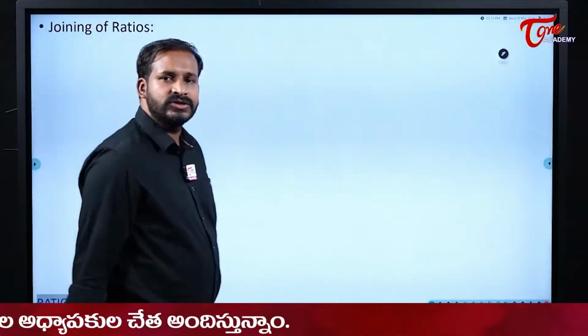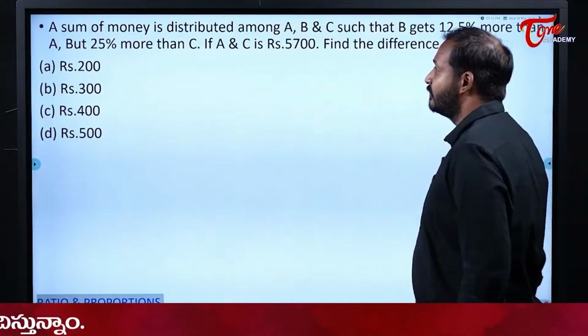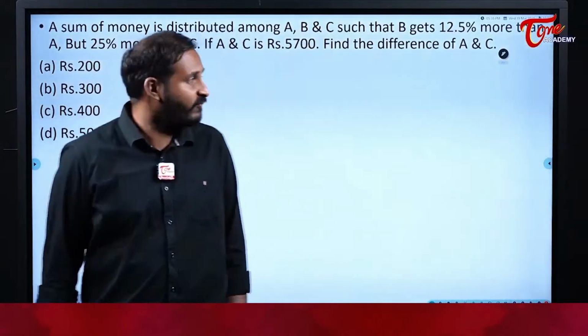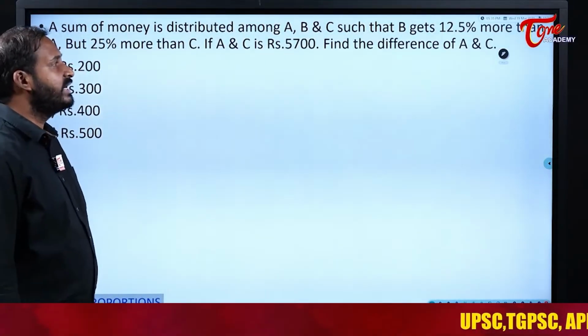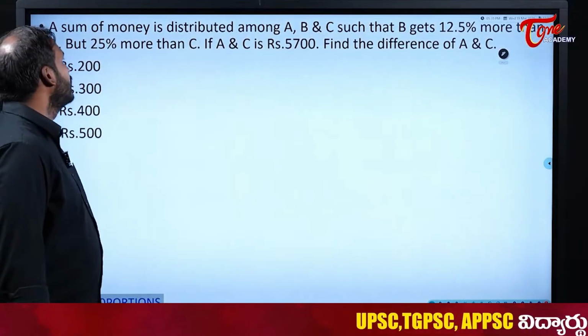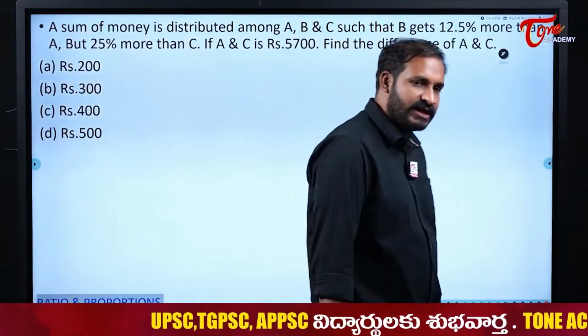Okay, joining of ratios. Already in our first video, we have seen how to join the ratios. No need to think much about that one. We will see next. A sum of money is distributed among A, B and C such that B gets 12.5% more than A but 25% more than C. If the sum of A and C is 1500, the difference of A and C is.